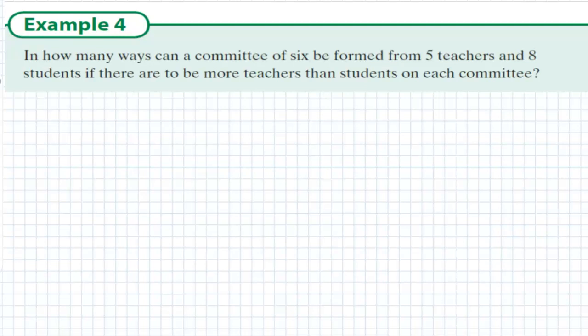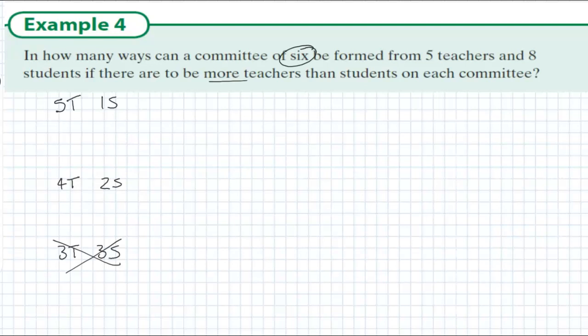Well, if you're going to have a committee of 6, it's worth appreciating the different ways in which you can get that scenario. We can have 5 teachers and, because this committee is 6, 1 student. That's one scenario. We could have 4 teachers and 2 students. That would also give us a 6, and also give us more teachers. The only problem is there's no other combination, because 3 teachers and 3 students doesn't fit the criteria where there has to be more teachers. So we've only got 2 scenarios.